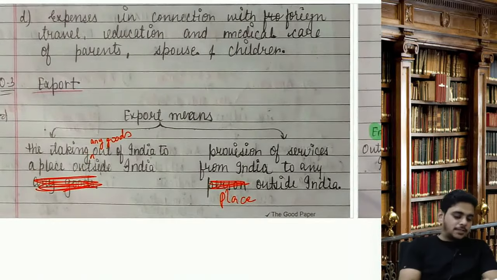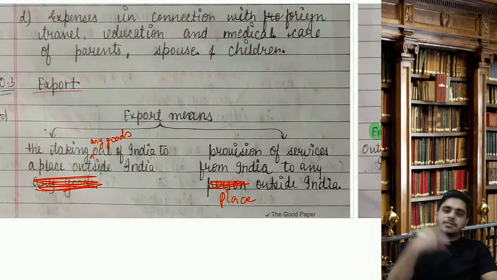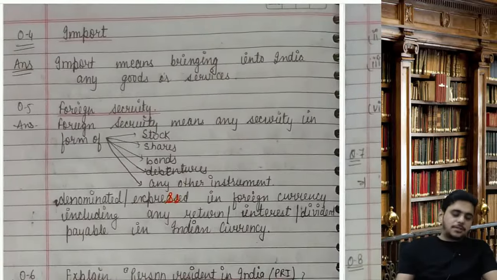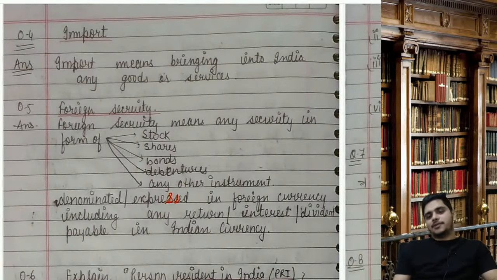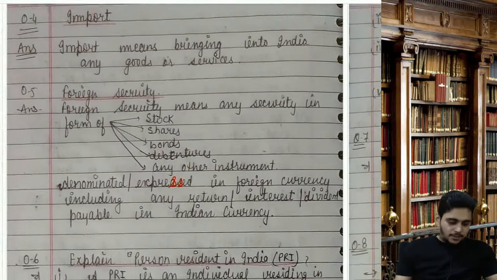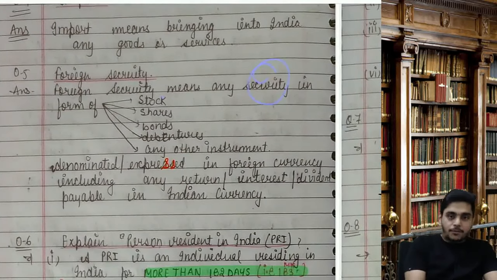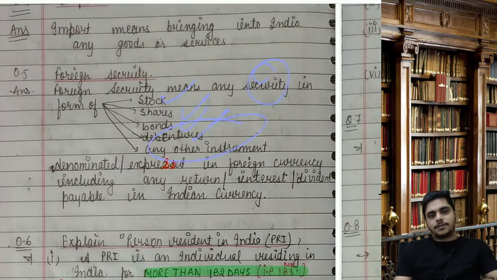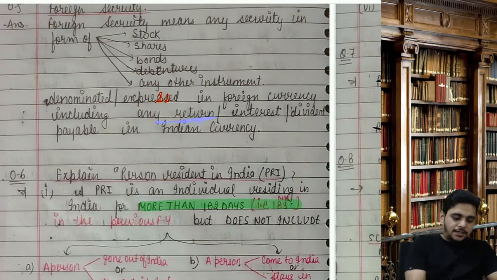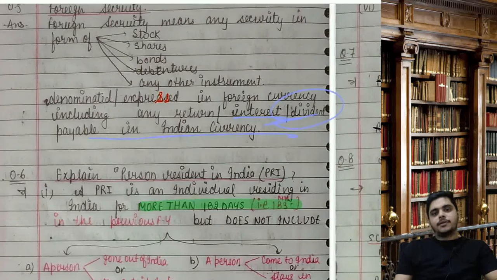So what does export mean? Export basically means taking any goods outside India to a place outside India, or giving services outside India. Okay. Import: what does import mean? Import means bringing into India any goods or services. Foreign security means any security in the form of stocks, shares, bonds, debentures or any other instrument which is denominated or expressed in foreign currency, including any return, interest or dividend payable in Indian currency. Understood?